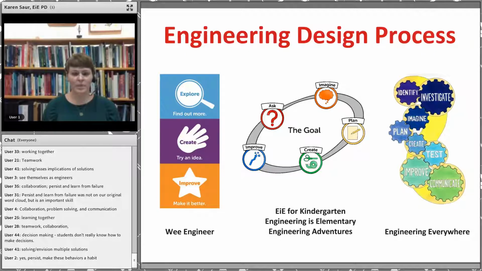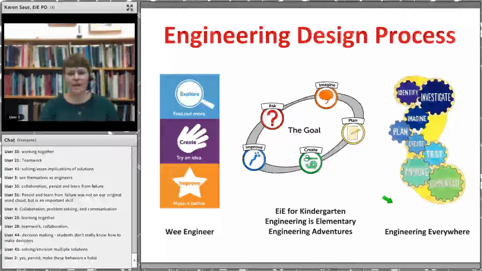Something else is you can introduce your students to the engineering design process, which I mentioned earlier. So we have 3 different versions of this. We have our 3-part engineering design process, which is for our We Engineer engineers. We have a 5-part one, which is used in EIE, for kindergarten, Engineering is Elementary, and Engineering Adventures. The students explore: they ask questions, they imagine, and they begin to develop a plan. So there's a lot that happens in that explore stage. Then create, test, and improve.